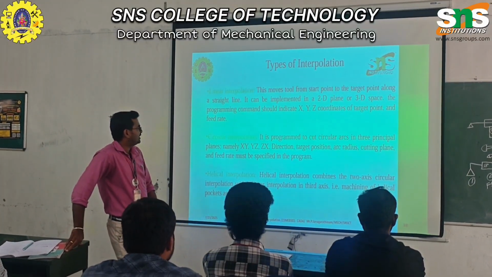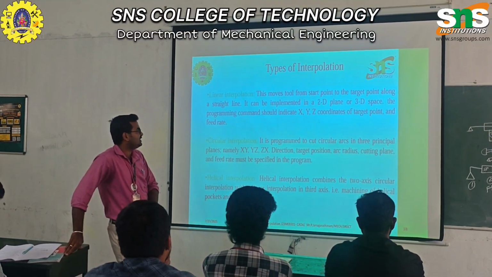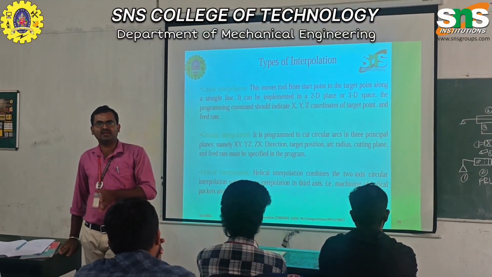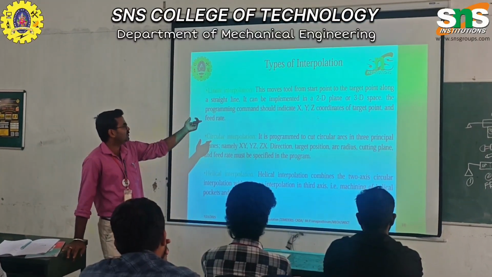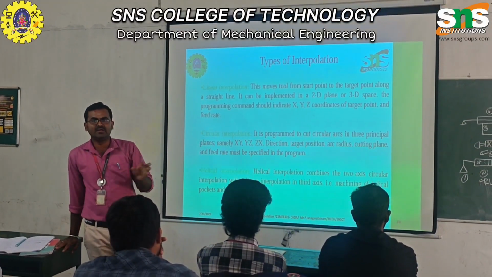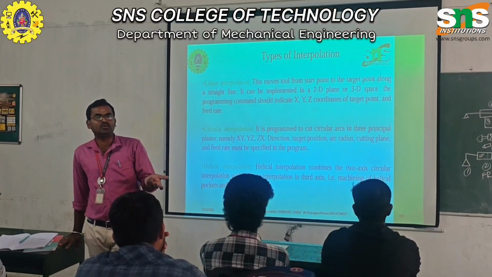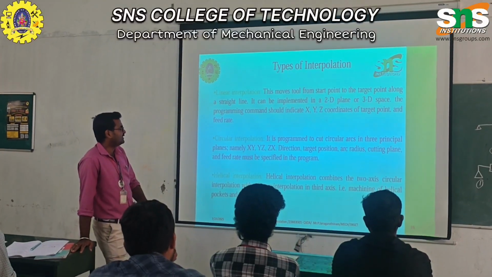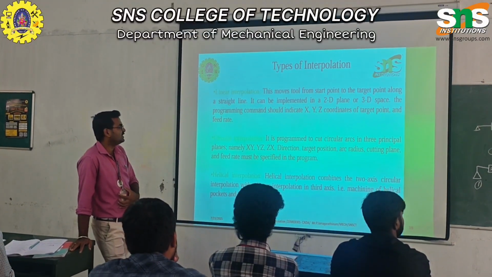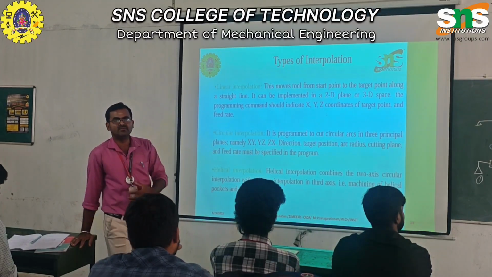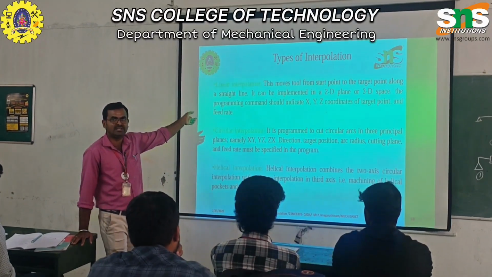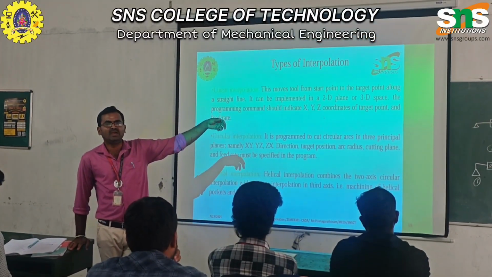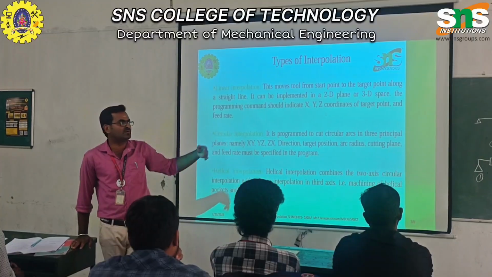Then the second one, circular interpolation. It is a program to cut circular arcs in the three principal planes. We can fix the coordinates either x,y or y,z or z,x. Here we have to calculate two axes like x,y or y,z or z,x. Then the third one, helical interpolation. Helical interpolation combines two-axis circular interpolation with linear motion, which means we can combine these two things: the first one is linear and the second one is circular interpolation. We combine these two things to develop the helical interpolation or helical type of coordinate system.